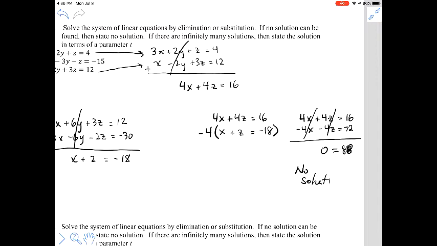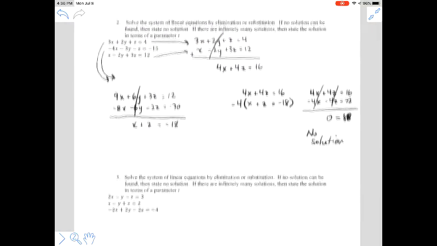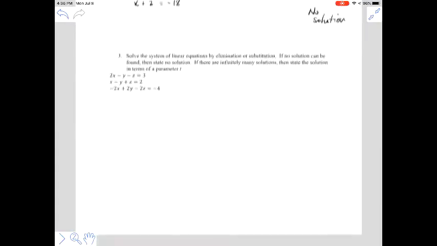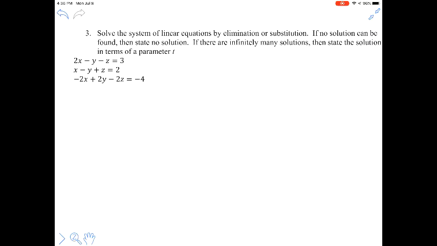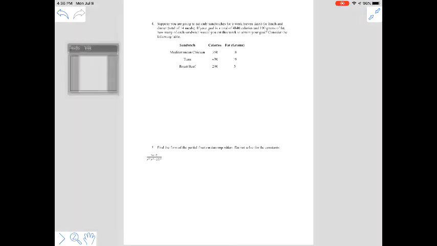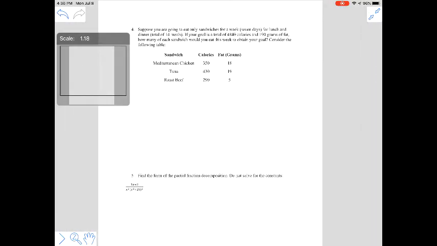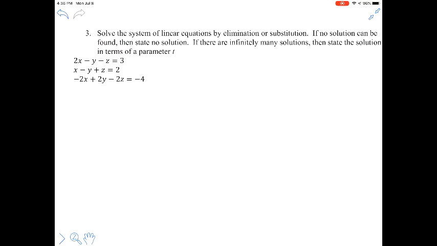That was a lot of work for no solution. I thought one of these turned out to be infinitely many. Maybe one of them does. This one does? Yeah. These are both from section 5.2, and I think the next problem is a story problem from 5.2. That'll be a real treat. We'll get to that one in a second.